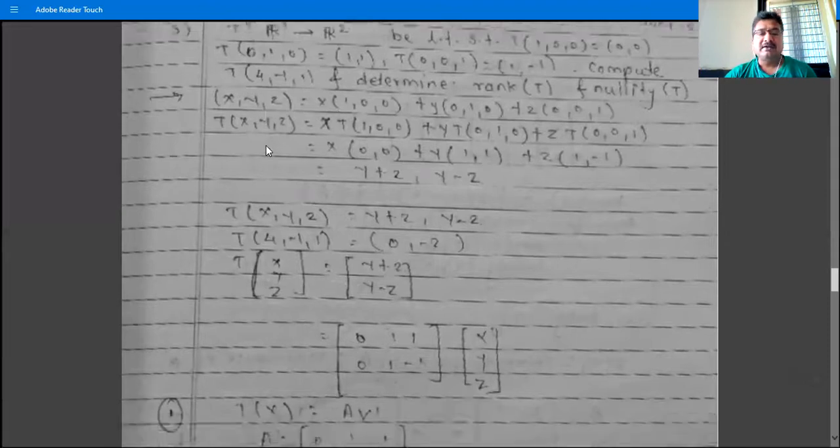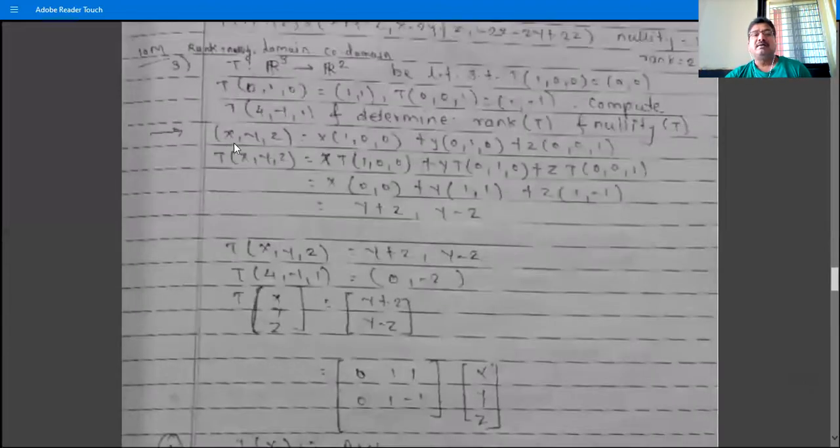In order to determine the rank and nullity, we first have to find the formula for the linear transformation. How can we find the formula? We have to express this (x, y, z), an element of R3, as a linear combination of these three vectors: (1, 0, 0), (0, 1, 0), and (0, 0, 1). Very obviously, (x, y, z) is expressed as x(1, 0, 0) plus y(0, 1, 0) plus z(0, 0, 1), and then we apply T on both sides.